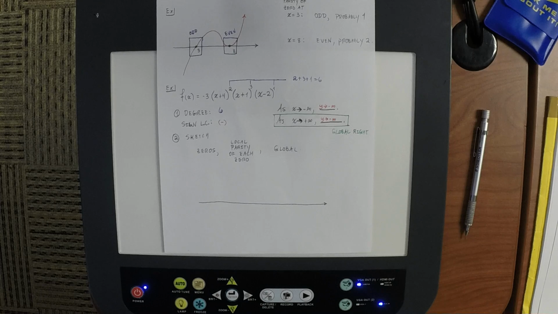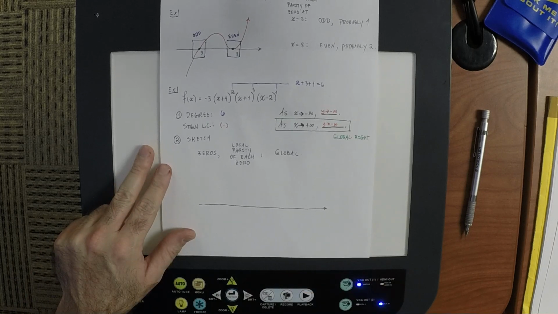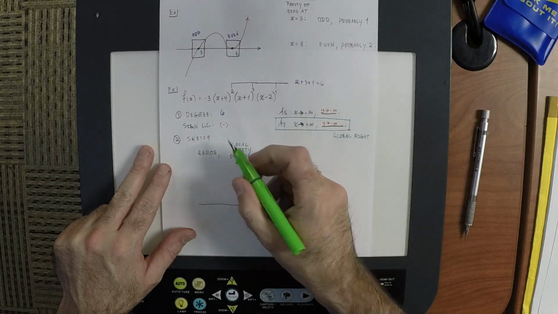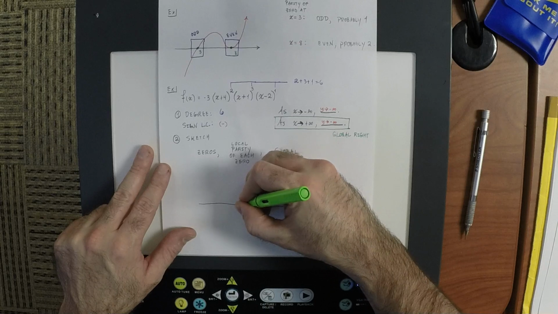Okay, so in the first place, how many zeros are there? Three of them. Okay, I agree. And what are their values? -3, or -4. Mm-hmm. -1, +2. Okay, very good.